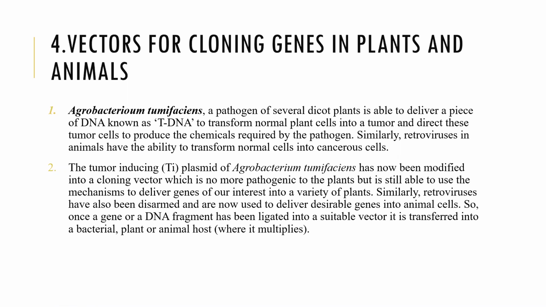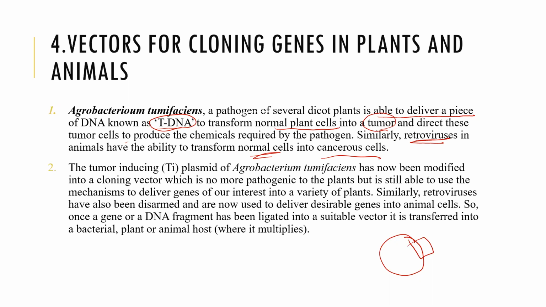So Agrobacterium tumefaciens is a pathogen of several dicot plants, and it is able to deliver a piece of DNA known as tDNA. So this is basically a plasmid, and it contains a tDNA to transform the normal plant cells into a tumor. So basically they produce a tumor referred to as crown gall and direct these tumor cells to produce the chemicals required by the pathogen. Similarly, retroviruses, this is for the animal cells. Retroviruses in animals have the ability to transform normal cells into cancerous cells.